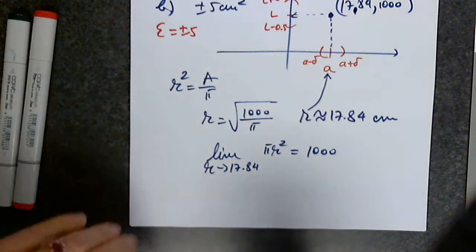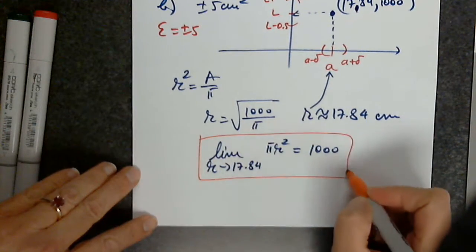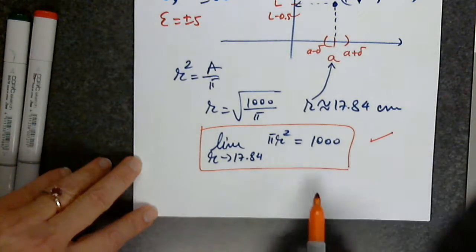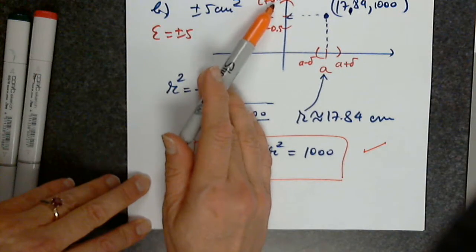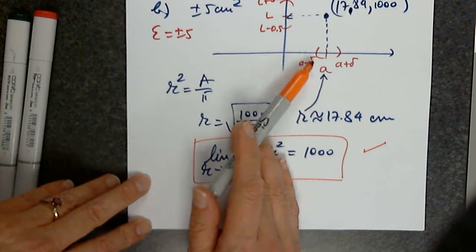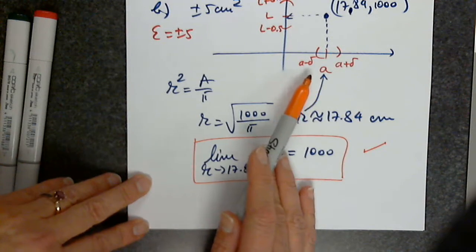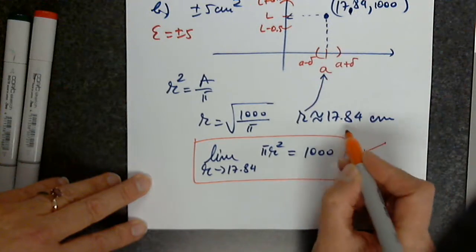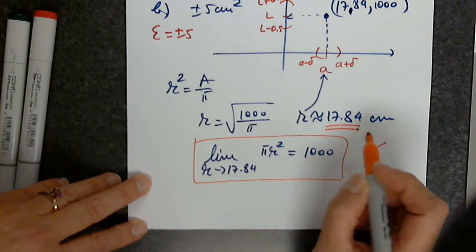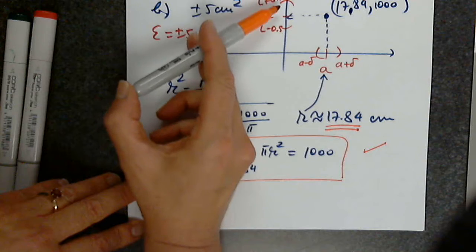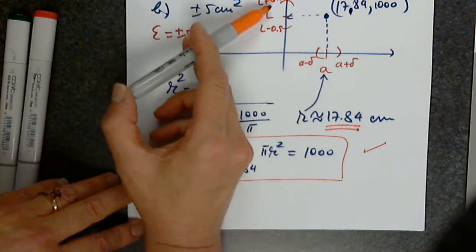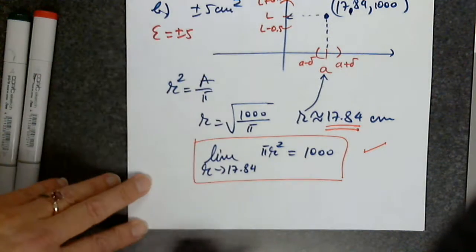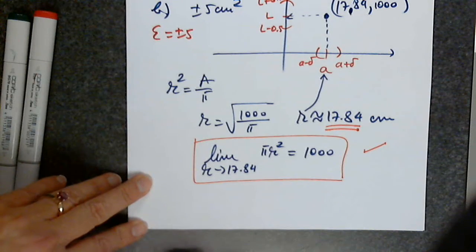Okay, so this is given to us, in other words, because we determined the radius. And we are given the epsilon, and we're asked to find delta. So which delta will I find? Around 17.84, which is the tolerance for the radius, when the tolerance for the area of the disk is 1,000 plus 0.5, 1,000 minus 0.5. What do you mean 5?